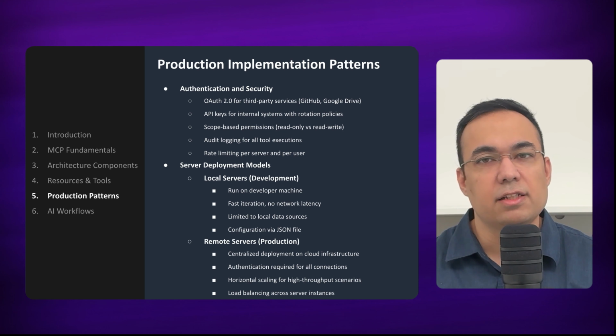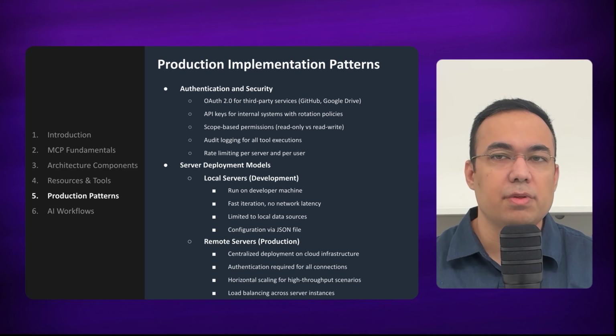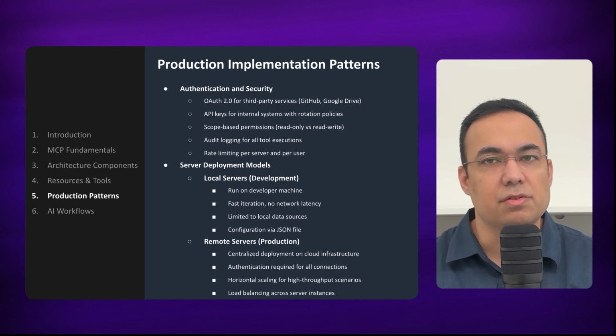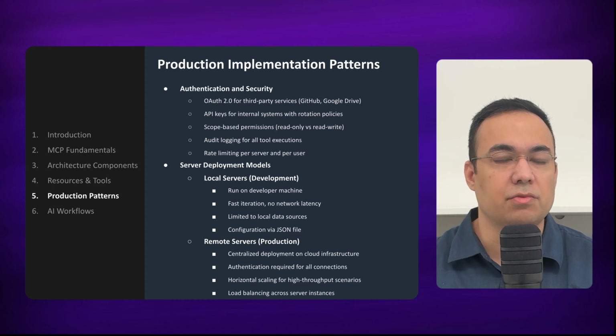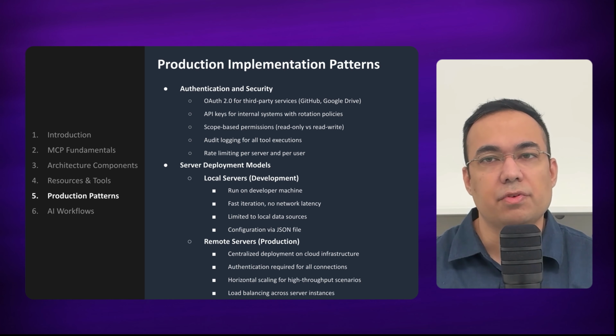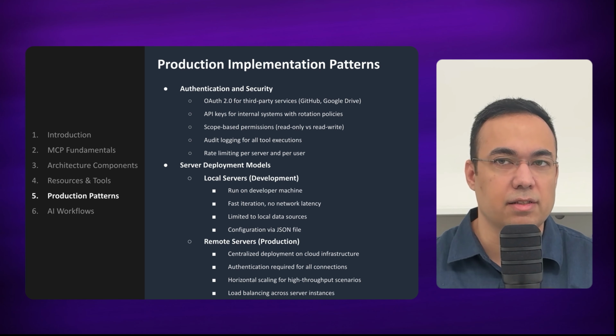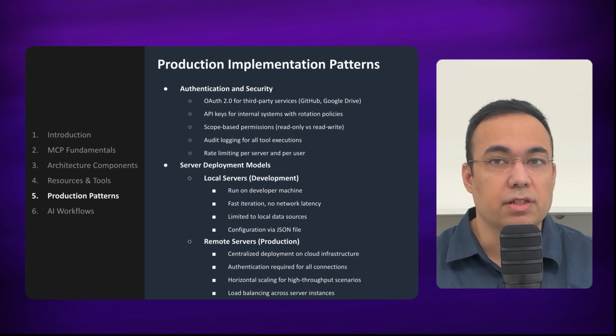Now, error handling is important as well. You should implement graceful degradation when servers are unavailable. If the GitHub server is down, your AI should still function with reduced capability. You should configure timeouts per server. For example, in production, 5 to 30 seconds is typical depending on the operation. You should also consider retry logic with exponential backoff for transient failures.